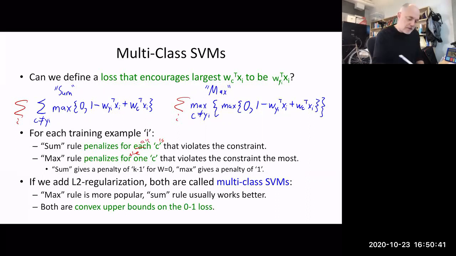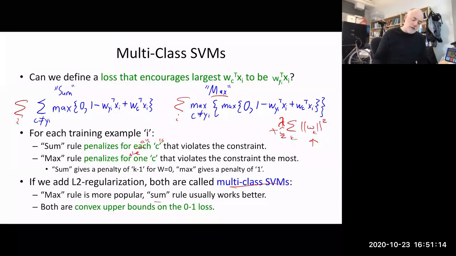So if we add L2 regularization to this, this would be a sum over w_k for each class k. Remember, now we have a bunch of different linear classifier weights. If we regularize this as well with L2 regularization, both of these are multi-class support vector machines. The max rule is more popular. The sum rule usually works better, and both are convex upper bounds on the 0-1 loss.